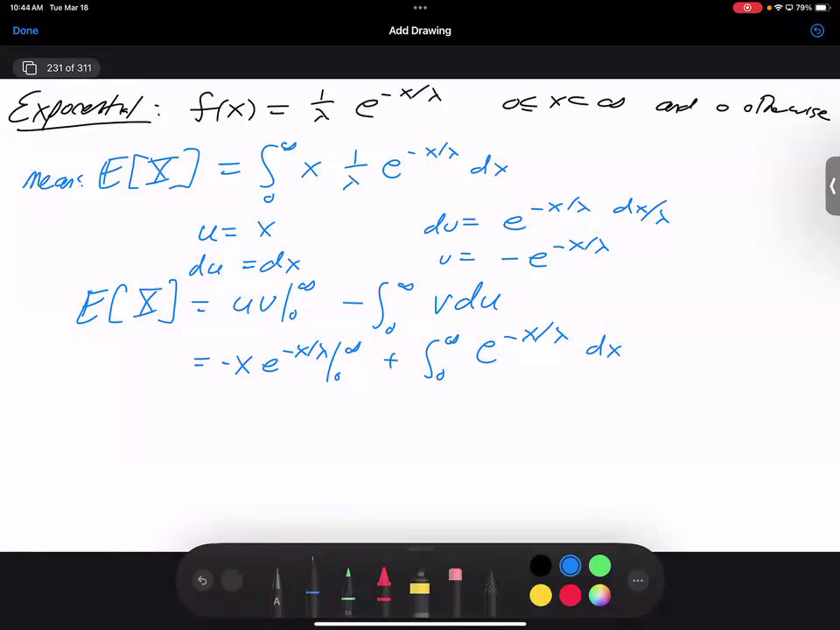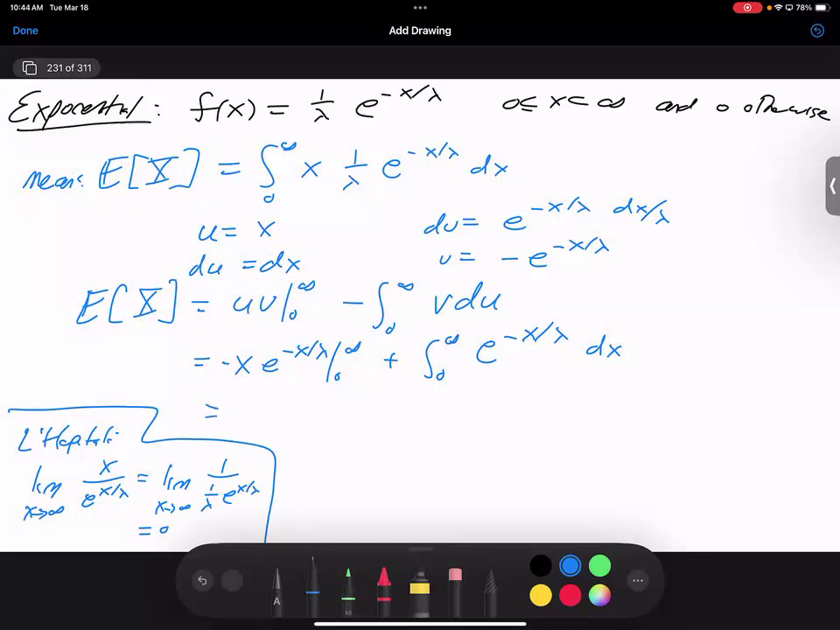If you are unsure about this, you could do L'Hopital. You could look at x over e to the x over lambda, and if you want, take the limit as x goes to infinity. L'Hopital's rule says that if you have 0 over 0 or infinity over infinity, take the derivative. And this is then the same as the limit as x goes to infinity of 1 over lambda e to the x over lambda, which is just 0.